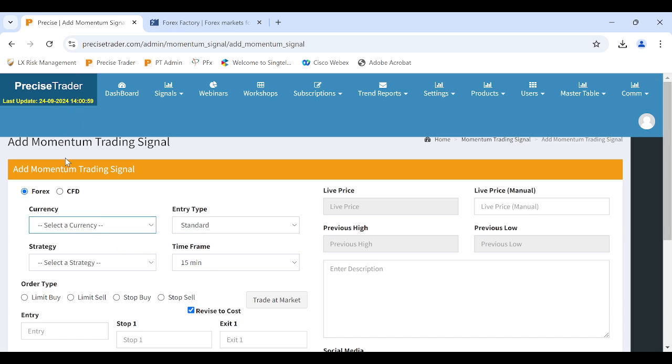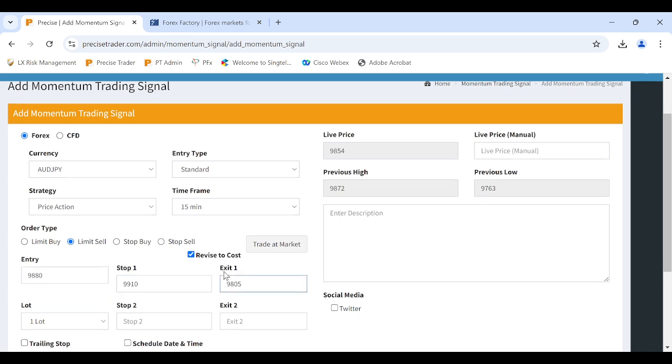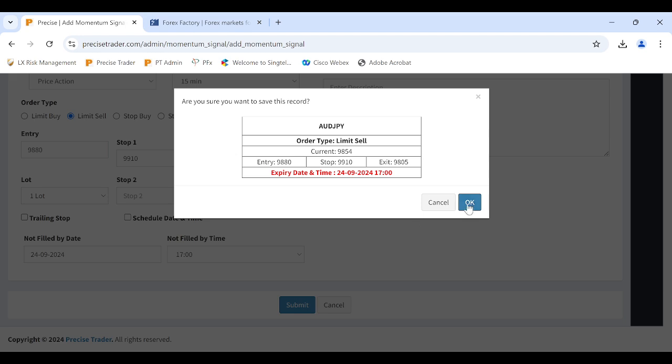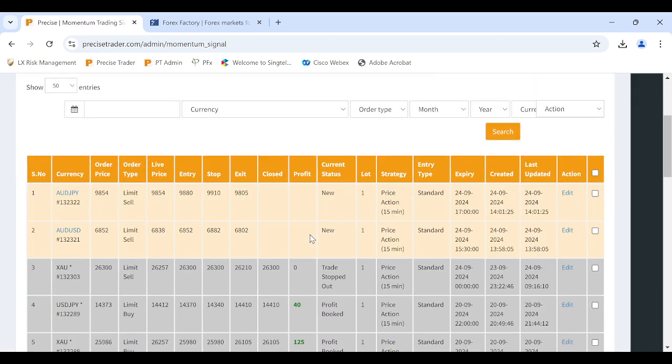We are looking to sell Aussie yen. We try to sell at 98.80. Stop at this, and 98.05 is your TP. This is one expiry we can go on for, since this is about 20-30 pips away, so we can go on for another 2 to 3 hours for this trade.